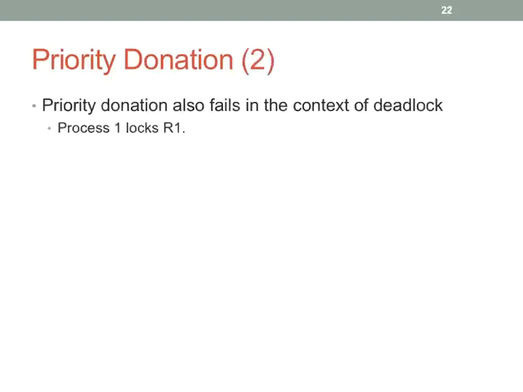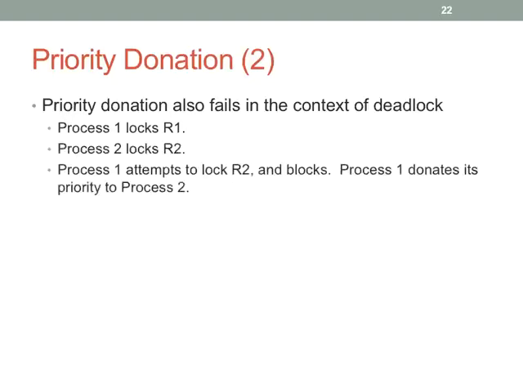You also have deadlock issues that can occur with your donation mechanism. It's not like deadlock is okay. Deadlock is still a bug in your system, but it causes the failure in a new way. So process 1 locks R1, process 2 locks R2. Process 1 wants to lock R2 and blocks, so it donates its priority to process 2. So far, in our graph of who's waiting for whom, we have no cycles. So that's fine. That's a really quick, simple thing.